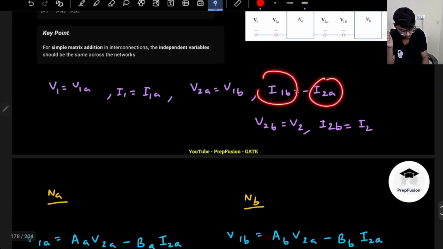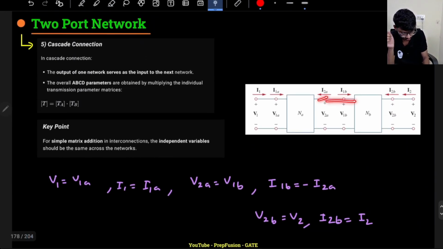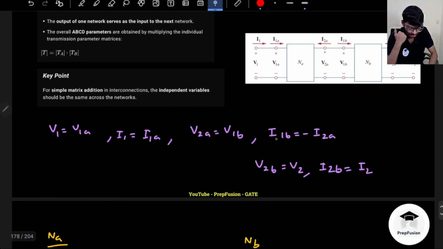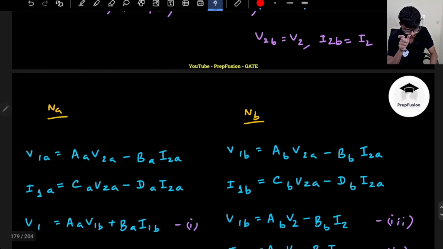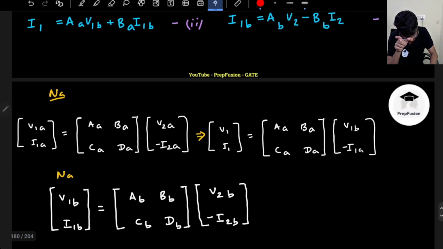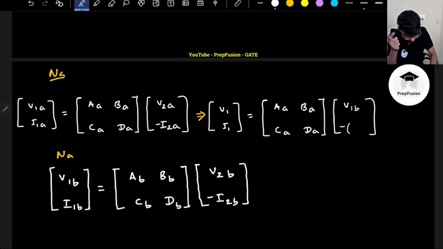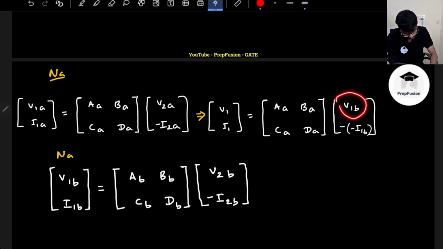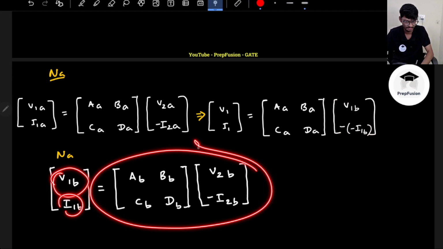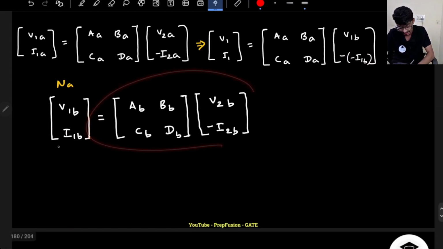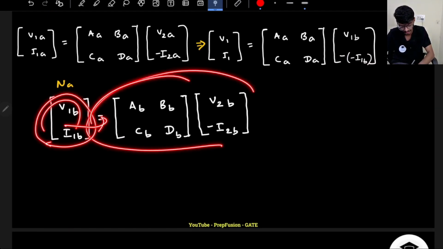And I1B is the negative of I2A. I1B is the negative of I2A because they are in opposite directions. So basically I1B will be the negative of I2A. That means here an extra negative sign will be there, because the minus sign is already there from here, and I2A will be replaced with the negative of I1B. So minus minus will become plus. So this is V1B, I1B. So V1B and I1B is equal to this matrix, correct? I can directly put the value of V1B and I1B here.